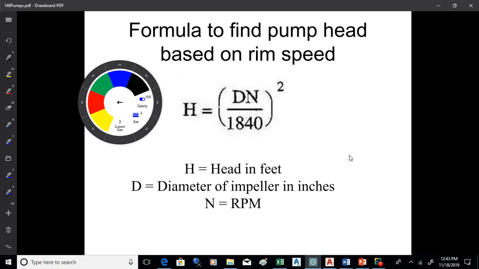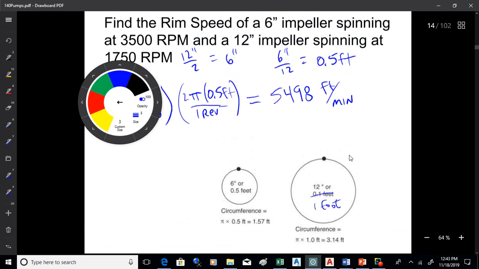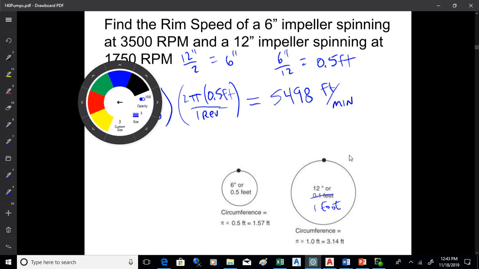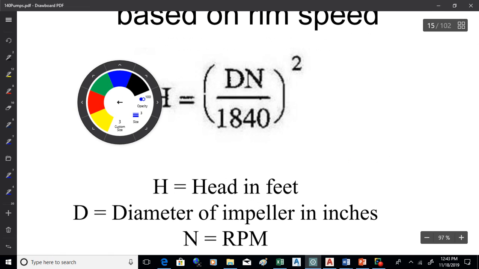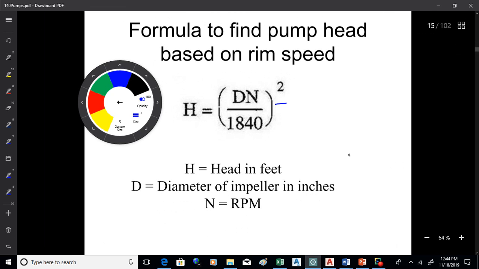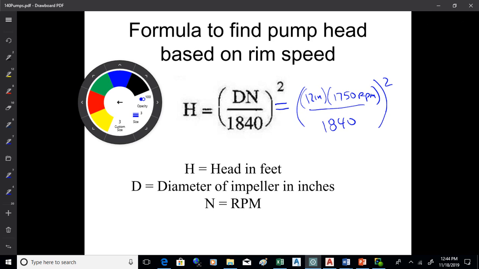So if we look at what we were just looking at, let's take the second one we did where we had a 12-inch impeller. Okay, so the head for that would be the diameter of the impeller in inches, that would be 12 inches, times the RPM, which was, I think, 1750. Divide that by 1840 and then square everything. And that should get you the head that the pump develops.